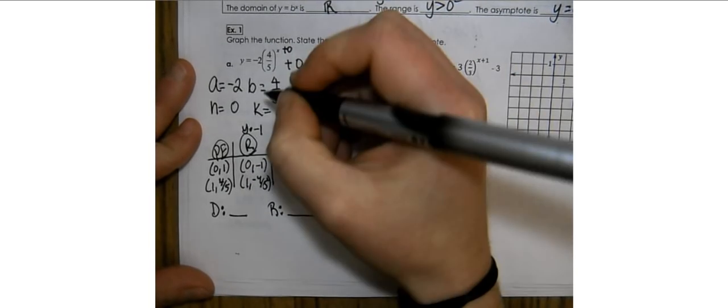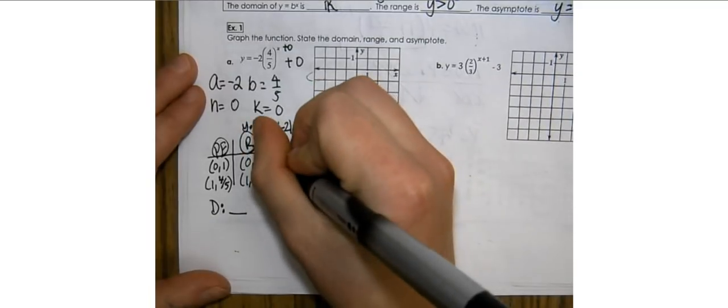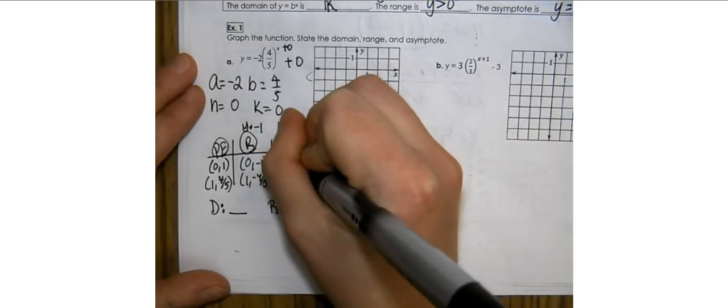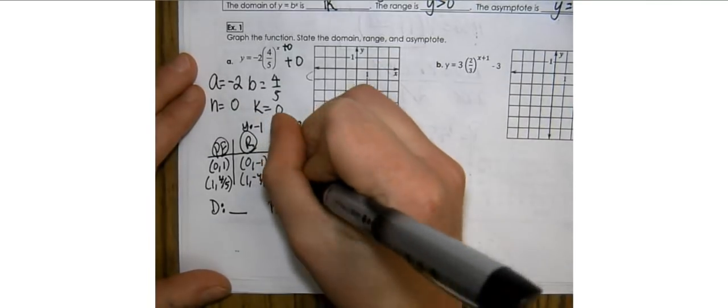Next, we have stretch shrink. And in this case, the absolute value of -2 is equal to 2, and that's what I'm going to multiply all of my y values by. I'm going to multiply all of my y values by 2. So I have 0, -2, and 1 comma, this is going to be -8/5.